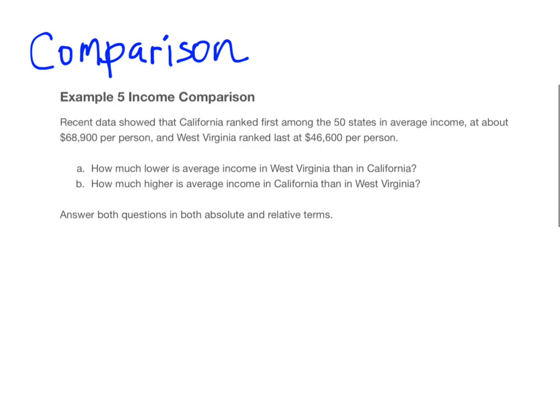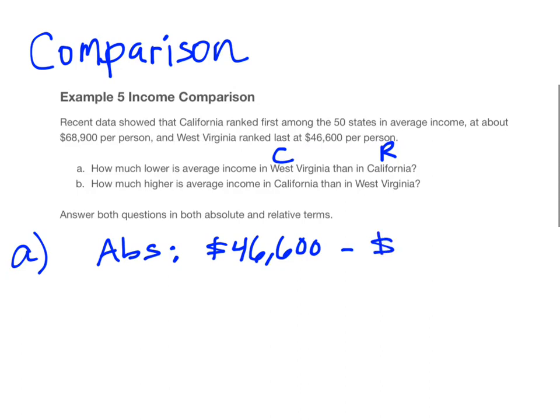In this situation, we're comparing West Virginia to California. So West Virginia is the compared value, and California is the reference value, the thing that we're comparing it to. So then the absolute difference, this is part A, is the compared value minus the reference. So it's the West Virginia number, 46,600, minus the reference number, which is 68,900 for California. And that's going to give negative 22,300.